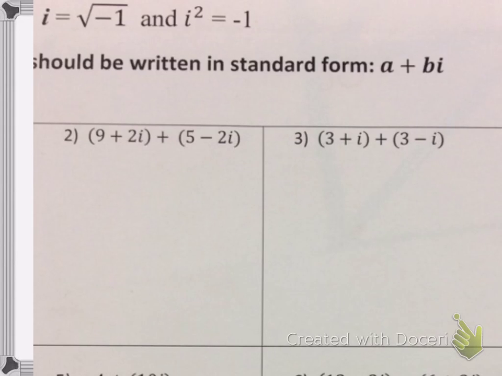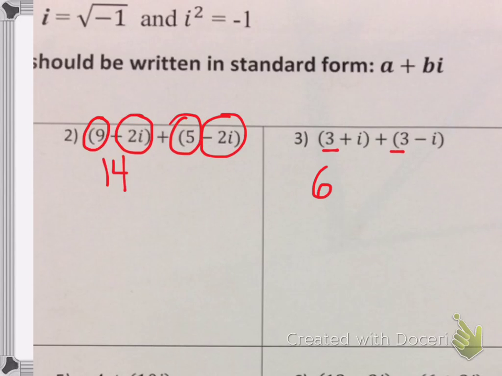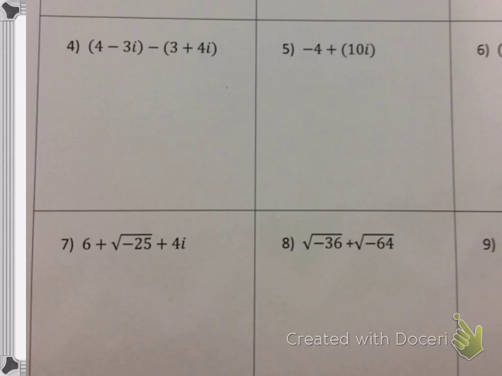On this second example, again we're combining like terms. So we have 9 here and plus 5 here, which is 14. And then 2 here and a -2 here, which is going to be 0 i's. So my answer is just going to be 14. And then this next one, I have 3 plus 3, which is 6. And a positive i minus a negative i is going to cancel, so my answer is just 6.